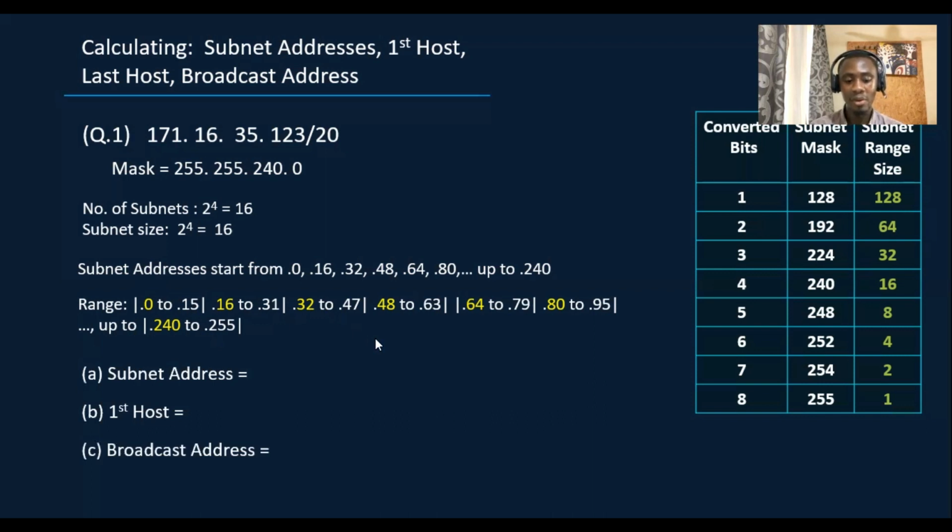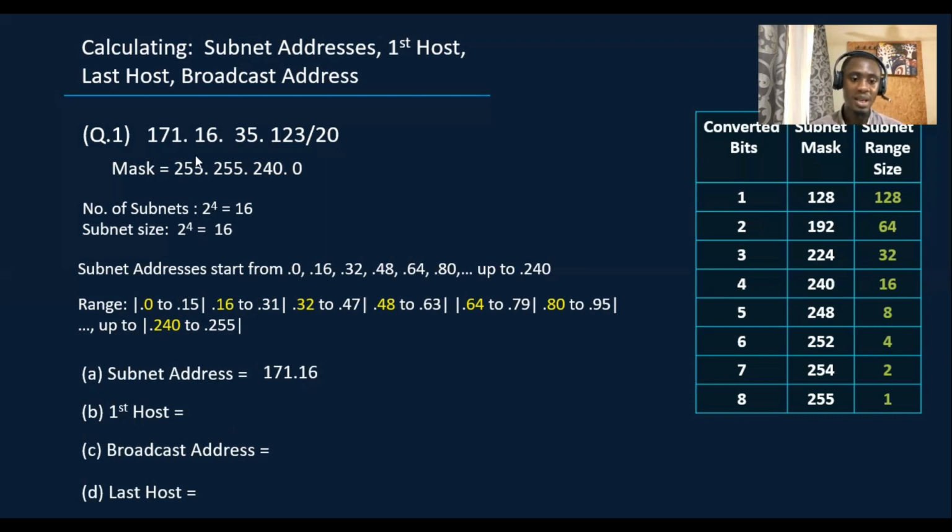Now we have to calculate 4 things, remember. So we are going to be calculating the subnet address, the first host, the broadcast address, and the last host. So let's go on to that. So in calculating the subnet address, we've already identified where each subnet starts. Now, what we have to do is to start with the network address. So the first 2 parts of calculating a subnet address is similar to what we calculated when we're doing the network address.